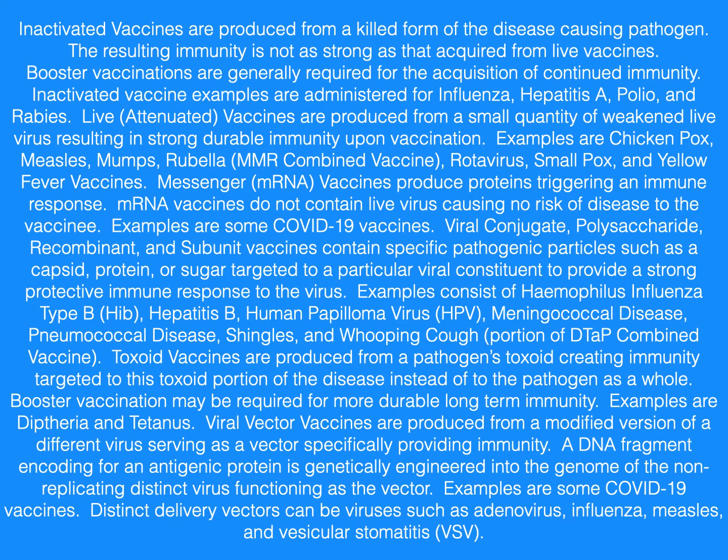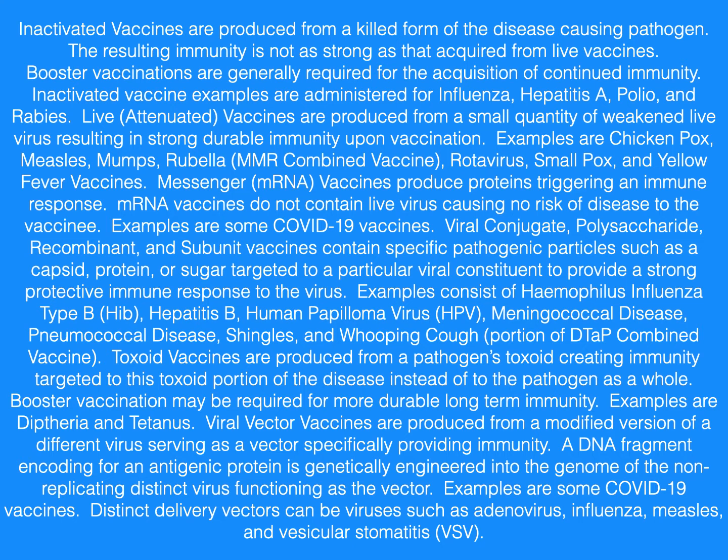Inactivated vaccines are produced from a killed form of the disease-causing pathogen. The resulting immunity is not as strong as that acquired from live vaccines. Booster vaccinations are generally required for the acquisition of continued immunity. Inactivated vaccine examples are administered for influenza, hepatitis A, polio, and rabies.